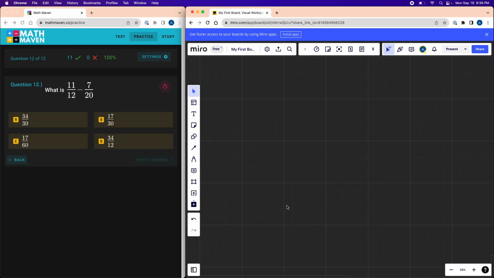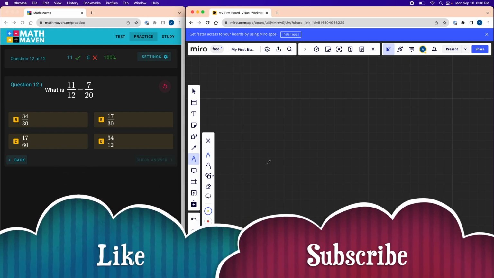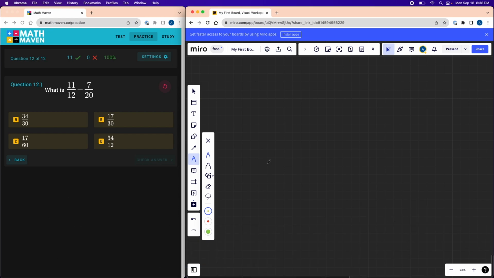And here we go. Last one here. Question 12 out of 12. What is 11/12 minus 7/20? All right, so press pause and try this one out on your own. All right, let's try and go through this one together here. So I'm going to rewrite it here. 11 over 12 minus 7 over 20.